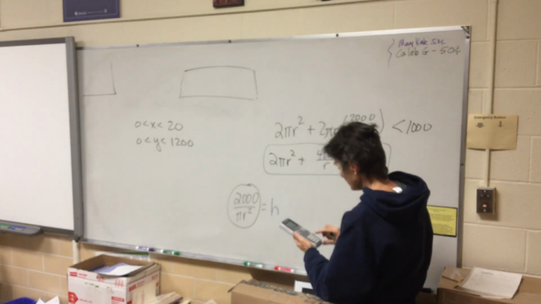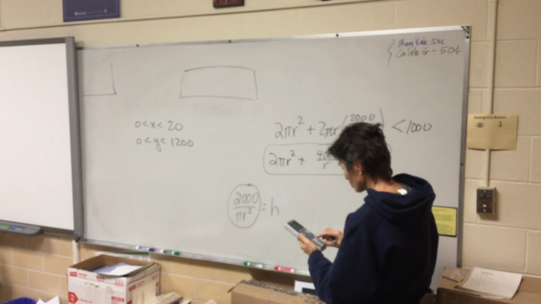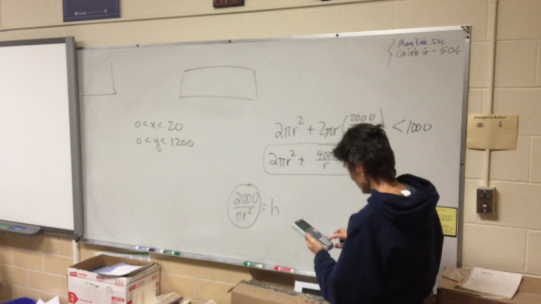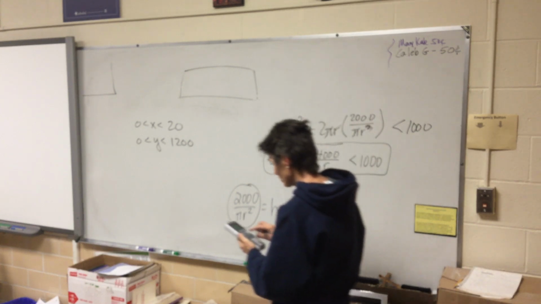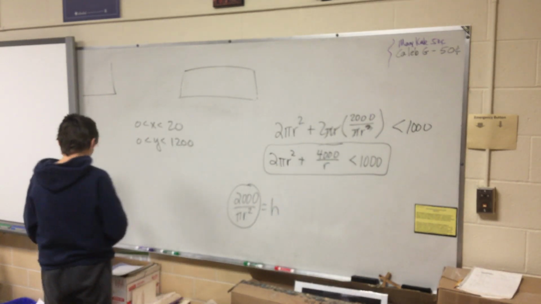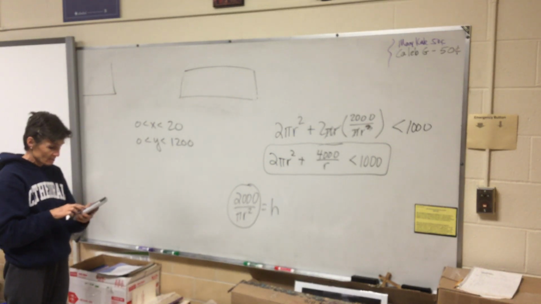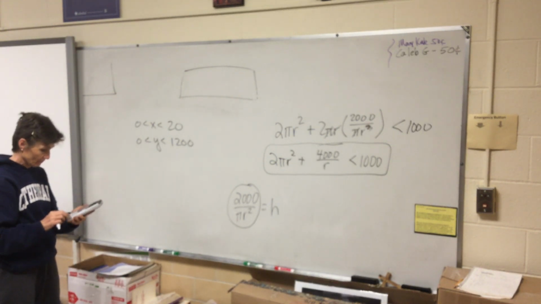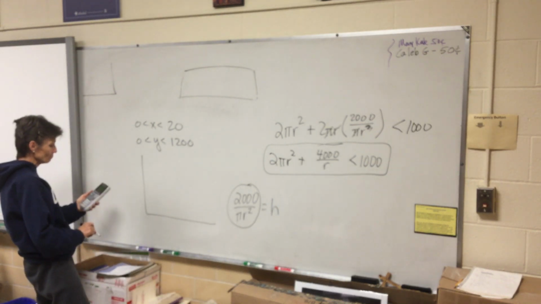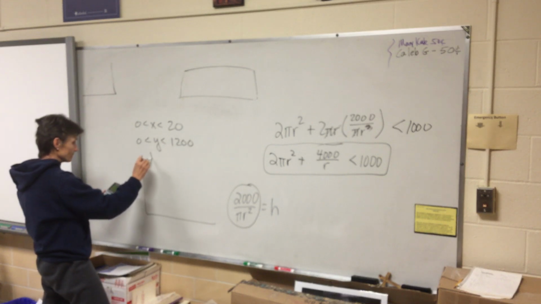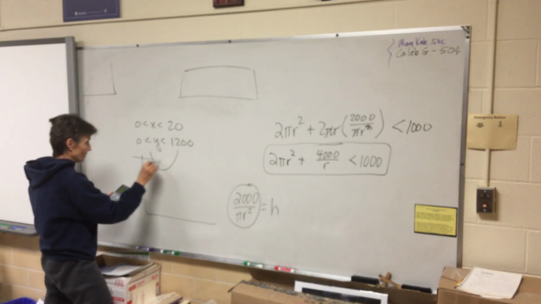We'll put this equation in as one equation, 2 pi x squared plus 4,000 divided by x, and then 1,000 is my other equation. Now I'll try this window and see what happens. Oh, it's not bad. It's not bad at all. I got something that looks like this.